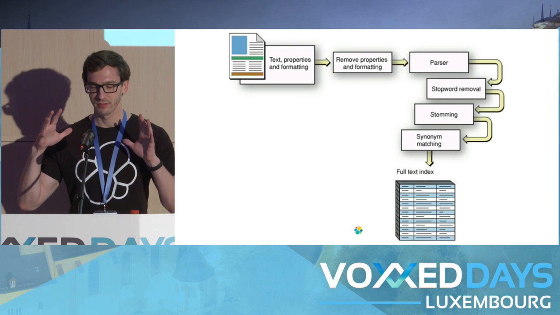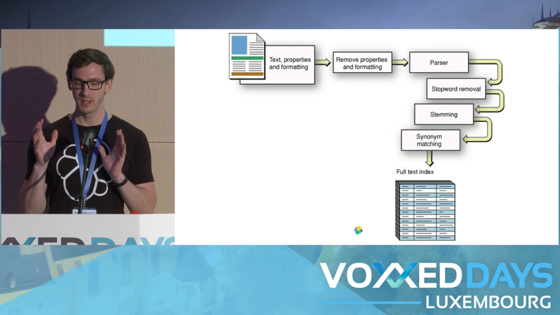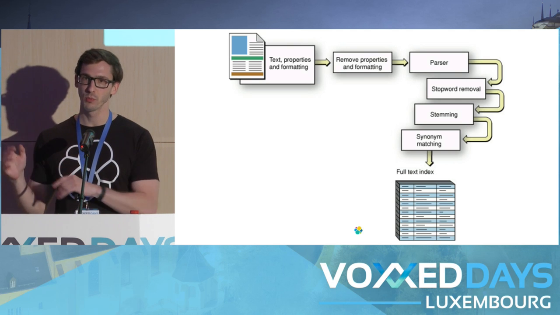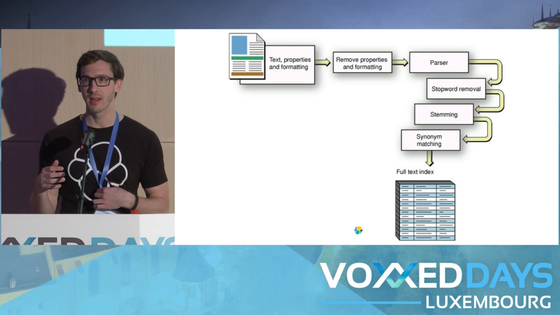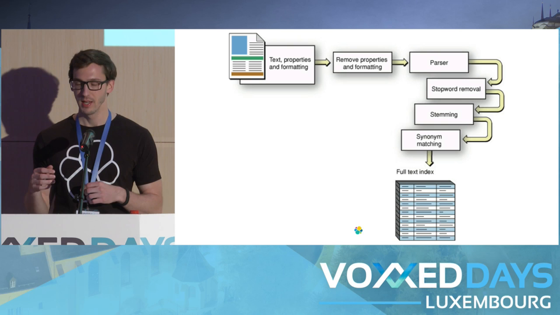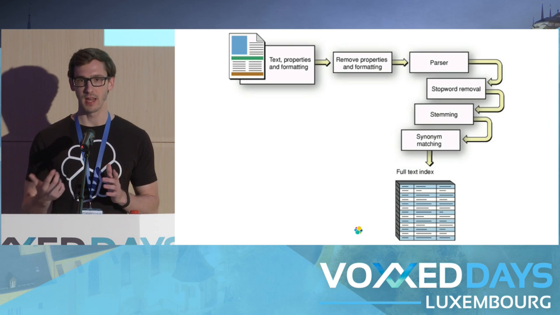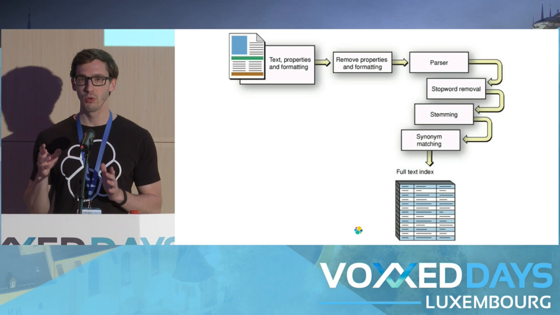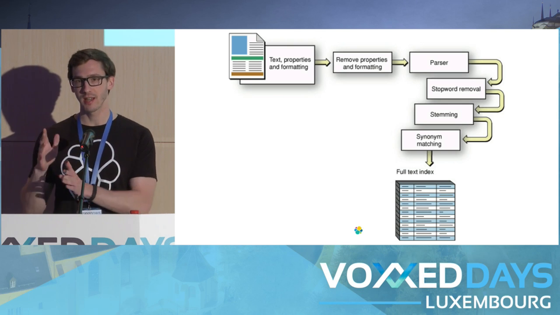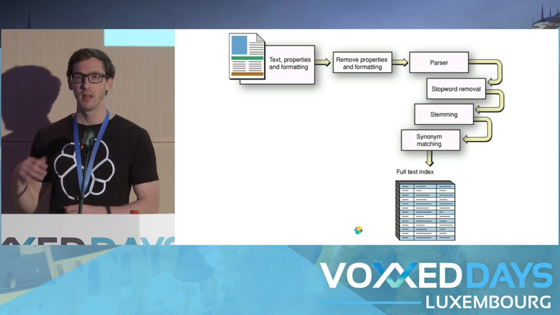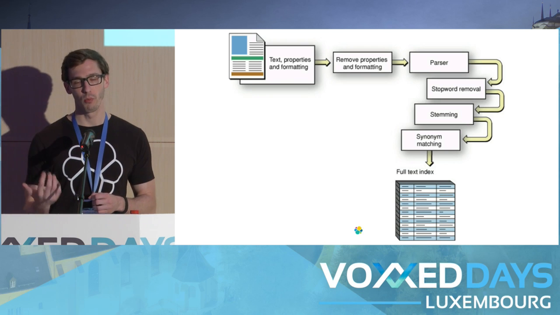First off, you have a text. First step is you remove any formatting. Assume you have HTML, you just throw out the HTML tags because that doesn't really add much meaning for searching normally. Second thing is you parse the data. Parsing is normally you have white spaces or dots, commas, everything. You will break on these signs and just get the independent words. Next up, you remove your stop words.